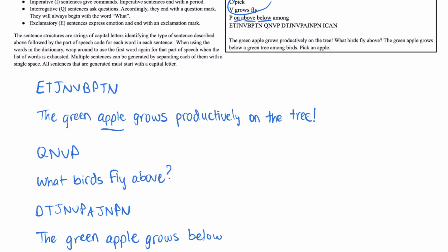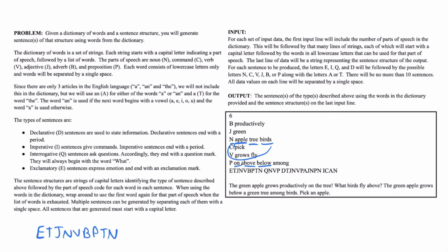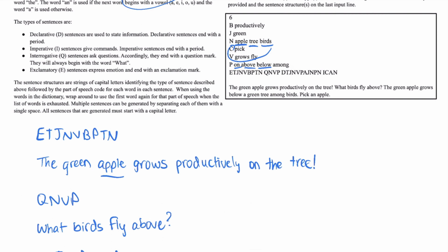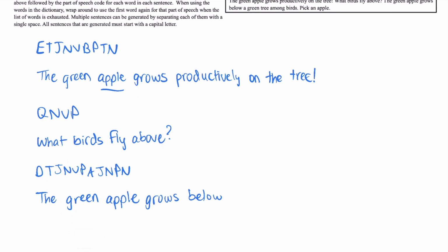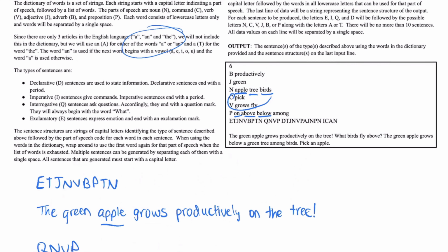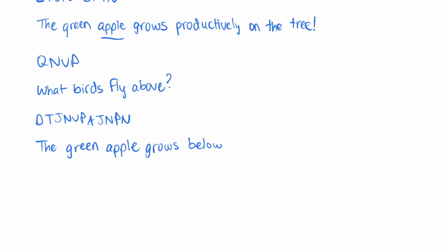So because the letter A either gives us an A or an N, we need to determine whether the next word that we're going to put in the sentence is starting with a vowel. If it starts with a vowel, we need to use an, because that's what it said right here. So we look at the next word, and that's going to be J. So J is an adjective. So that's green. Well, green begins with a G. G is not a vowel. So we're going to use just A here. So below a. And then the next one is green, as we saw there.